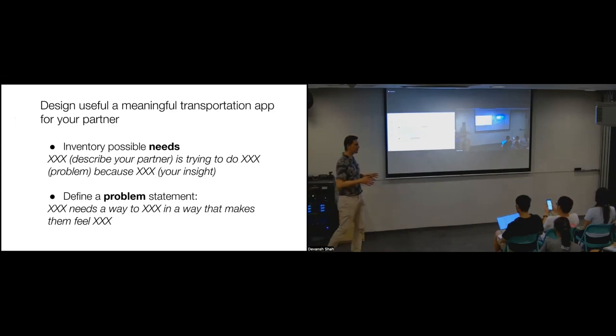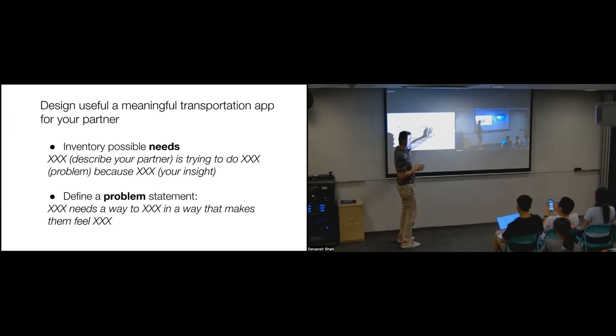And what I would like you to do now at this step is to design a useful and meaningful transportation app for your partner, but try to do two things now. You will have 4 minutes now, and this is an individual exercise, right? Not in pairs, but individually. You will have to write two things: the inventory of possible needs and a problem statement.